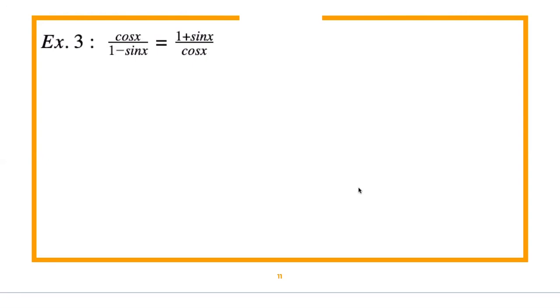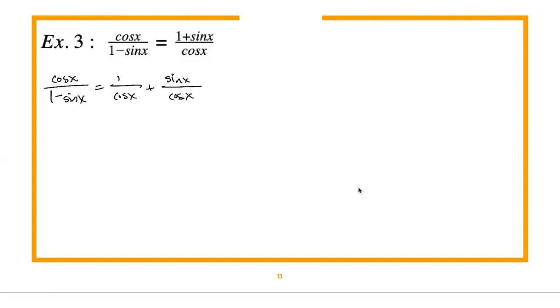Can I split the fraction or the division? You can. You mean write it like 1 over cosine plus sine over cosine? Yes. Yeah, you could do that. So let's see. Okay. Now what do you want to do? Convert sine x divided by cosine x to tangent.